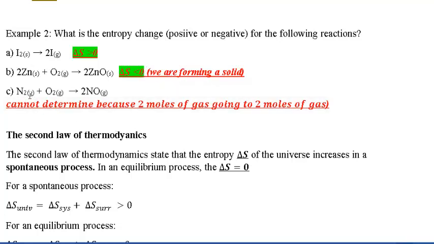Finally, let's look at here. Look at the states. We have a gas here. We have another gas, and then we have another gas. We have 2 moles of gas on the reactant side, 2 moles of gas on the product side. This is indeterminate. So it can also be possible that you have an indeterminate entropy change.